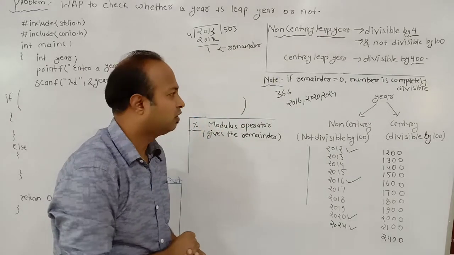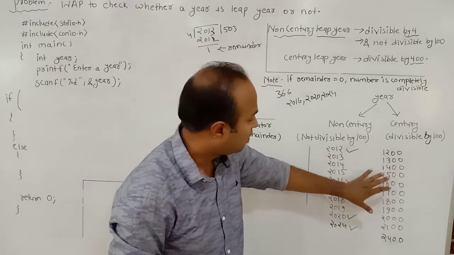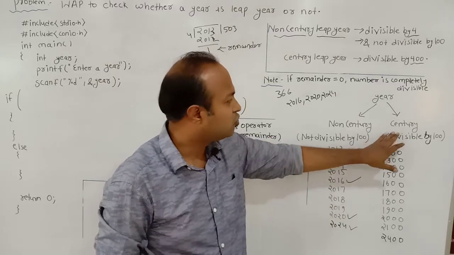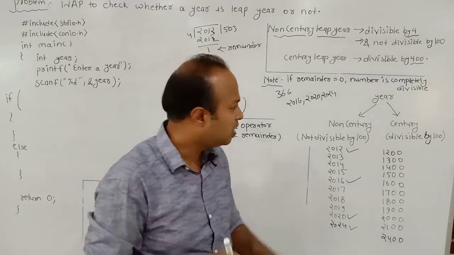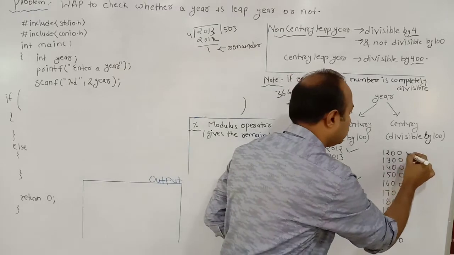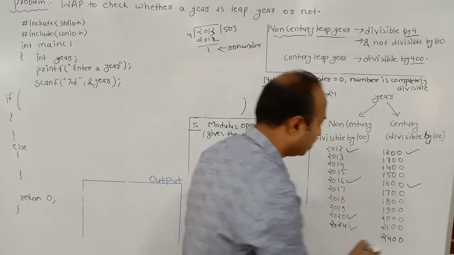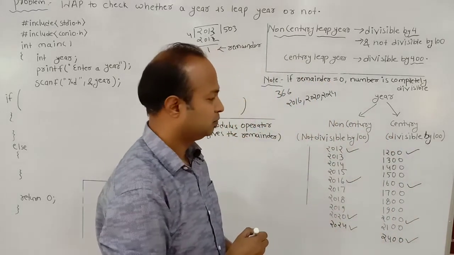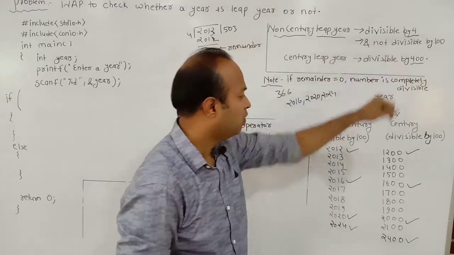Okay. So our next is a century year. Can we use the same logic here? No. Why not? In a century year, a leap year comes after every 400 years. For example, 1200 was a leap year, next 1600 was a leap year, 2000 was a leap year and 2400 will be a leap year. So here this logic will not work. Divisible by 4 will not work.